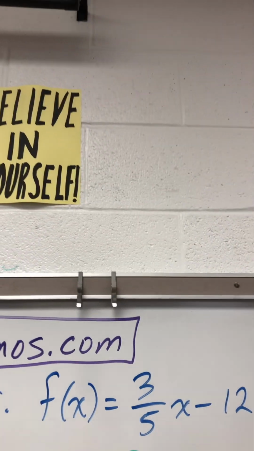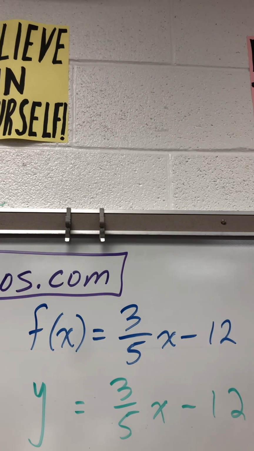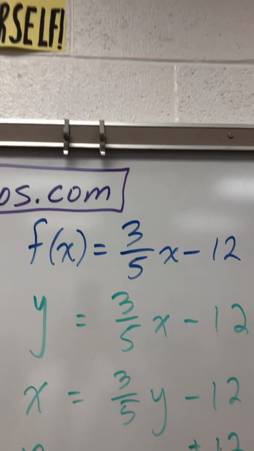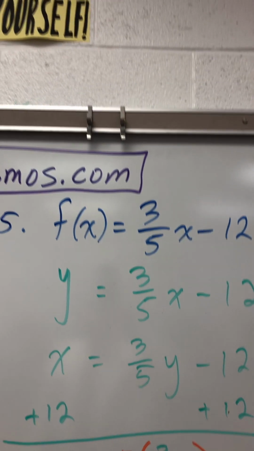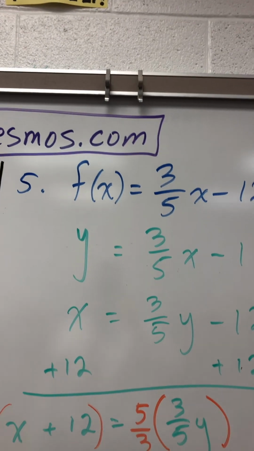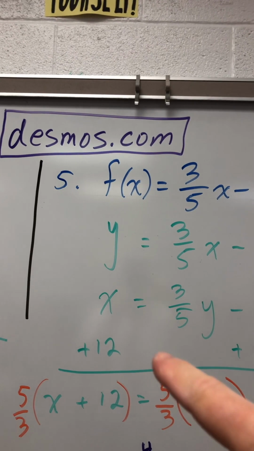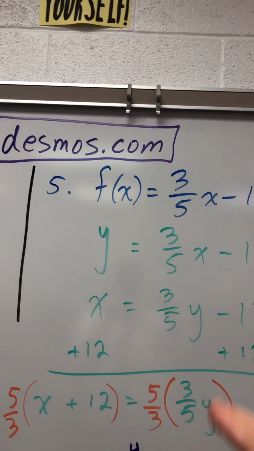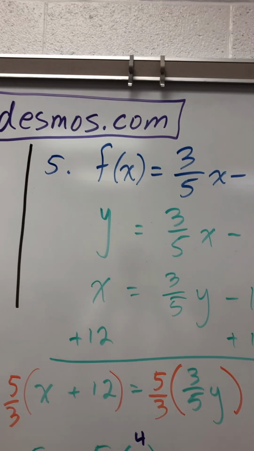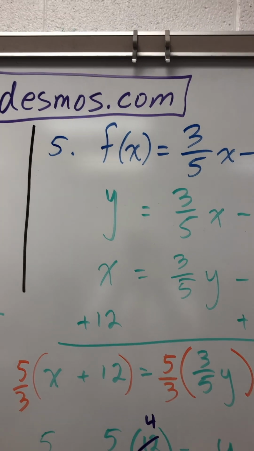F of x equals 3/5 x minus 12. Y equals 3/5 x minus 12. X equals 3/5 y minus 12. Add 12 to both sides. You get x plus 12 equals 3/5 y. Does it make sense to multiply by 5/3? Because the 5's will cancel and the 3's will cancel. So whatever you do to one term, you do to every term. 5/3 times x and 5/3 times 12.